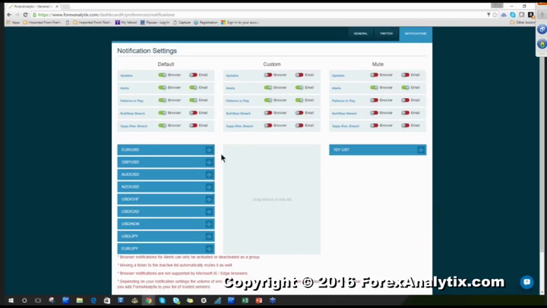So the notifications here, you can set up for your updates and alerts. You have your default lists. You can customize them and drag certain ones over and say, okay, I don't want any alerts, updates, or patterns in play except for these specific instruments. You can grab them and set it up specifically for these. You can mute.